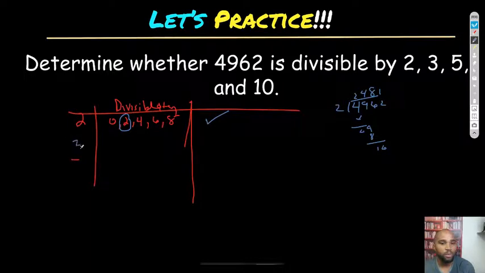So what about a 3? Well, will these all add up to a multiple of 3? Let's see, 4 plus 9 plus 6 plus 2. 4 plus 9 is 13, plus 6 is 19, plus 2 more is 21. And 21 is indeed a multiple of 3. So I'm going to say yes, this is. And we can check it. Let's check it.